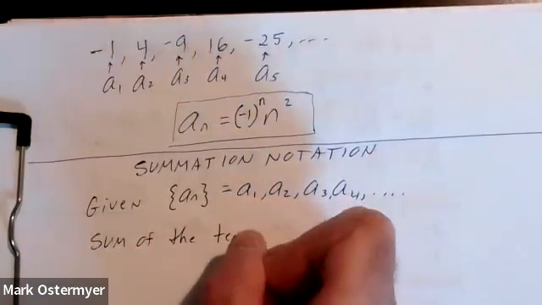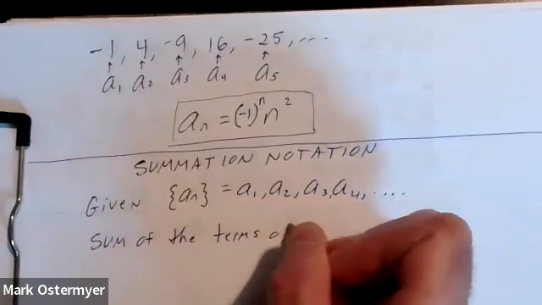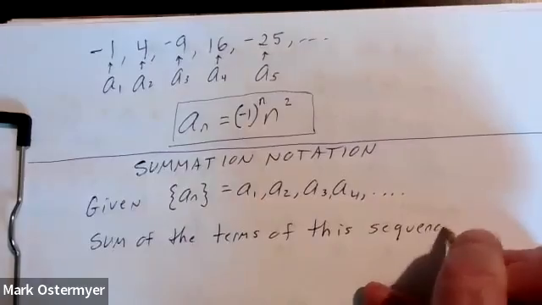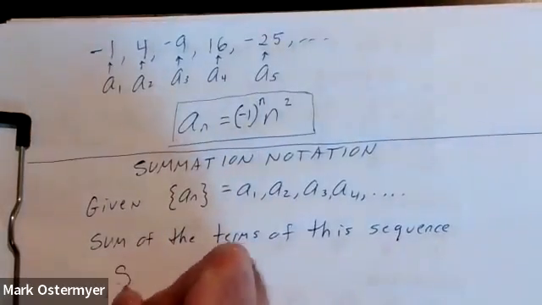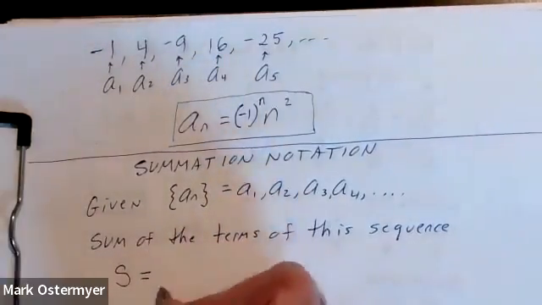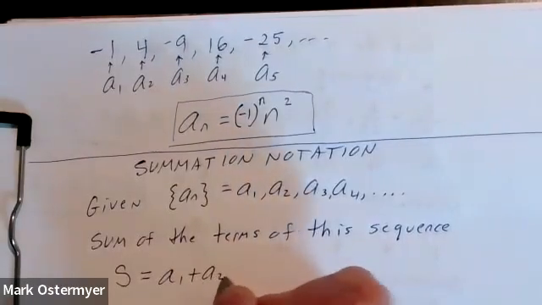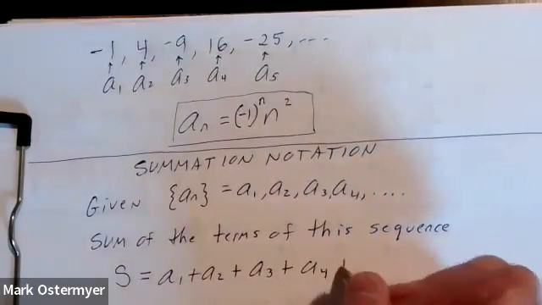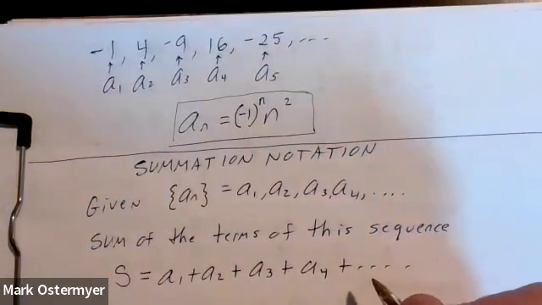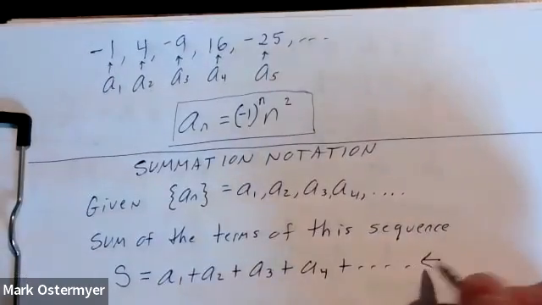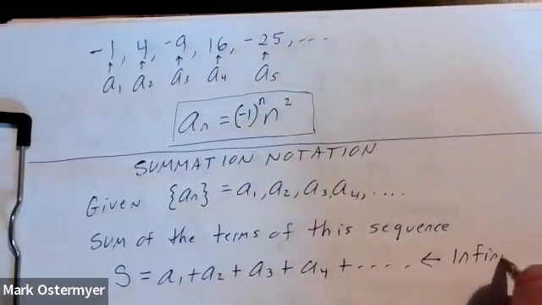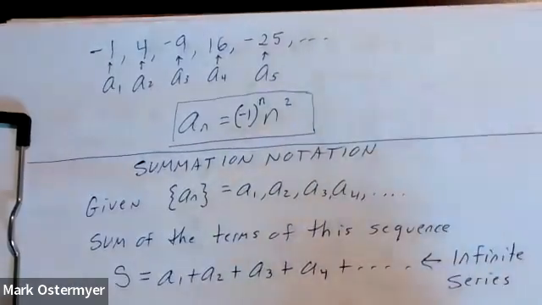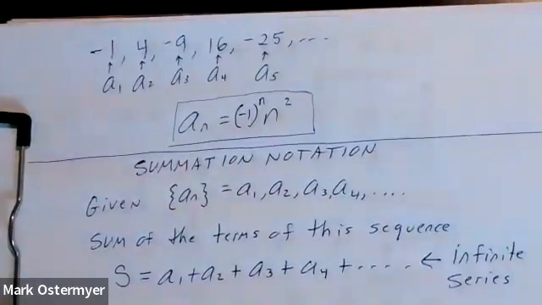of the terms of this sequence, denoted as the sum of the terms of the sequence, would be represented like this. So if I sum up all the terms of this sequence here, I have what is called an infinite series in mathematics. So a series is the sum of terms of a sequence. That's what a series in mathematics is.